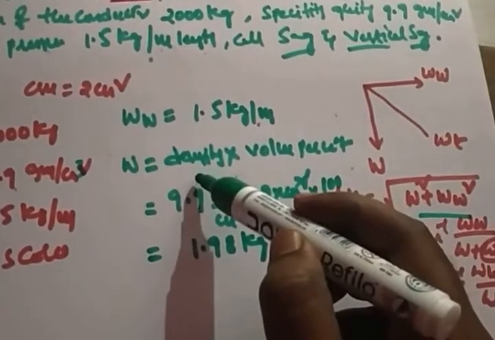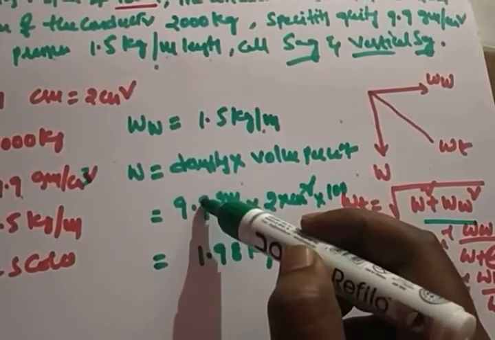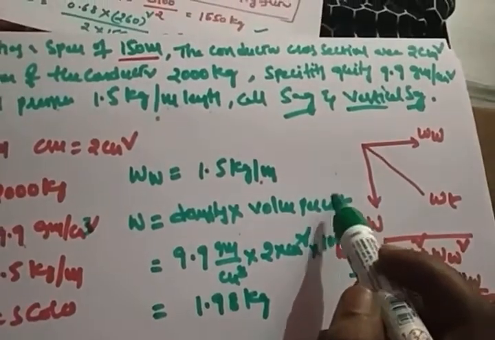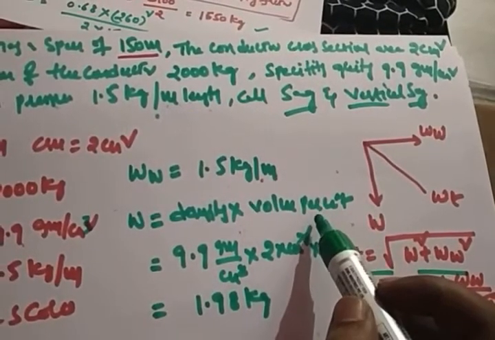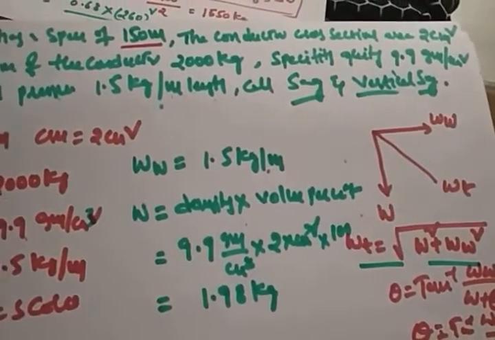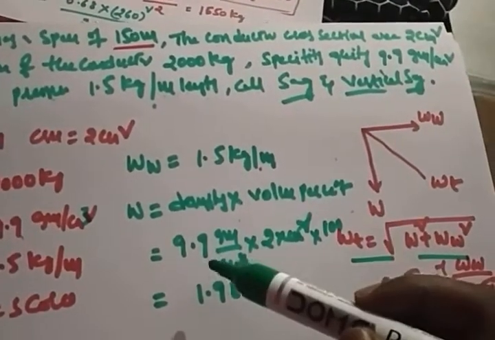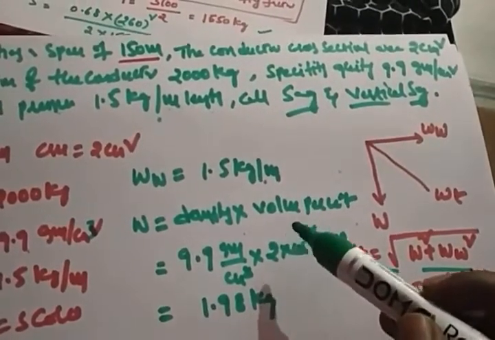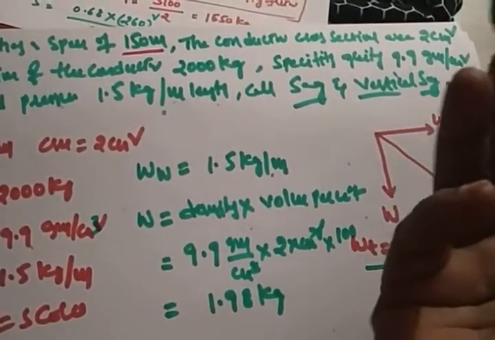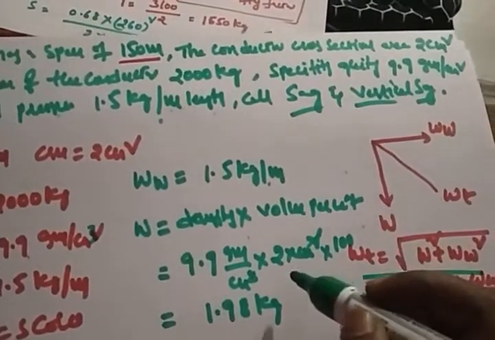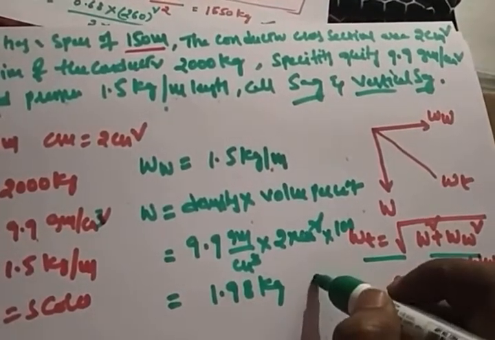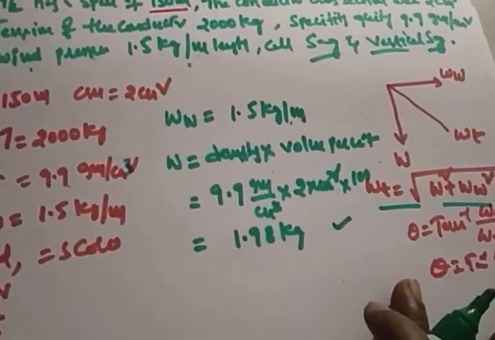This is nothing but specific gravity; density is nothing but specific gravity. Volume per unit length, and what is the length? Meters. All are calculated in centimeters, that's why you put 100 over there. So 9.9 into volume: the cross-sectional area is given, so the volume is 2 into 100. So what is the value? 1.98 kg. So the weight of the conductor, you got it.